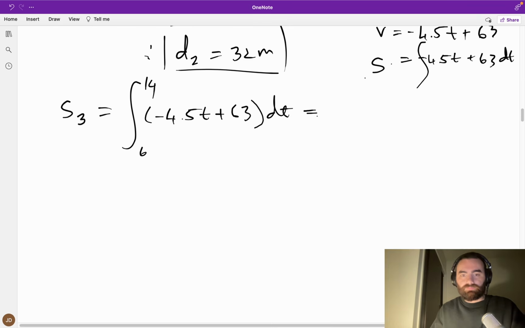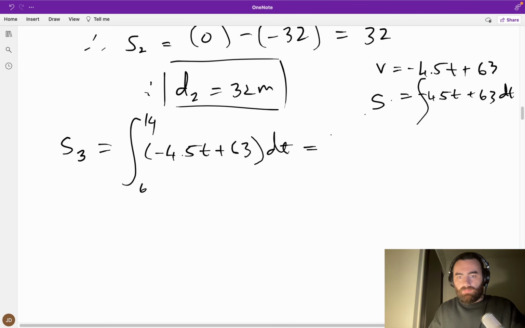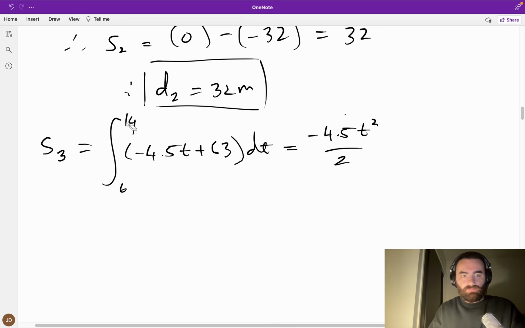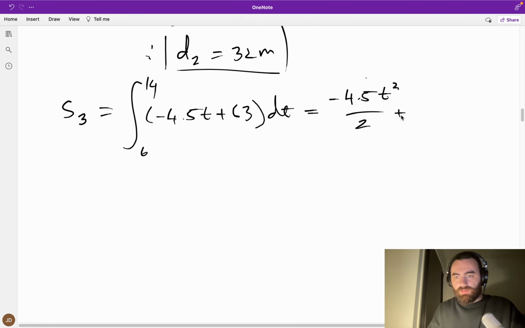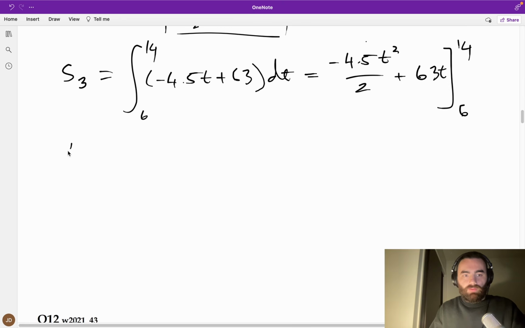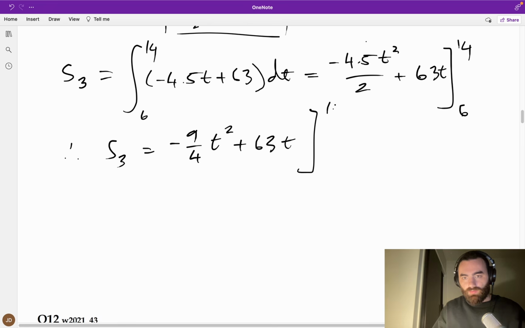So this equals minus 4.5 t squared over 2 plus 63t between 14 and 6. Therefore S3 equals minus 4.5 divided by 2. I want that as a fraction, so it's minus 9 over 4 t squared plus 63t between 14 and 6, which equals 2. That times 14, so then you just plug in the values.